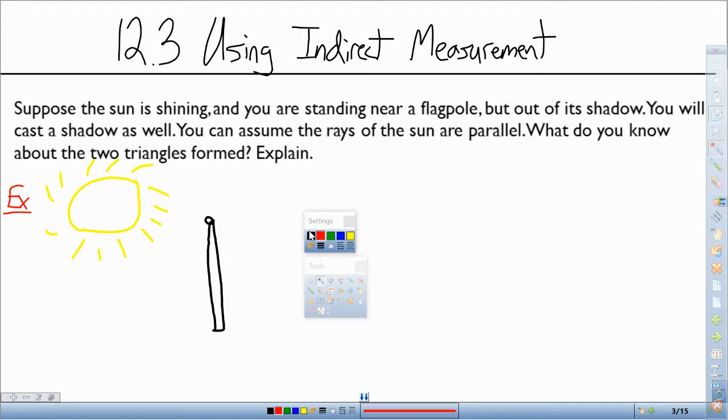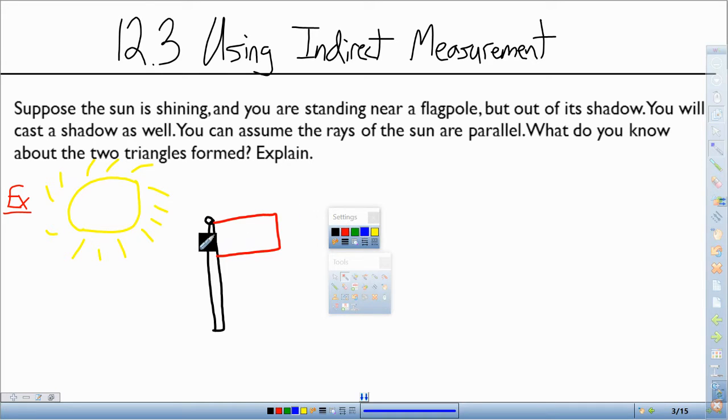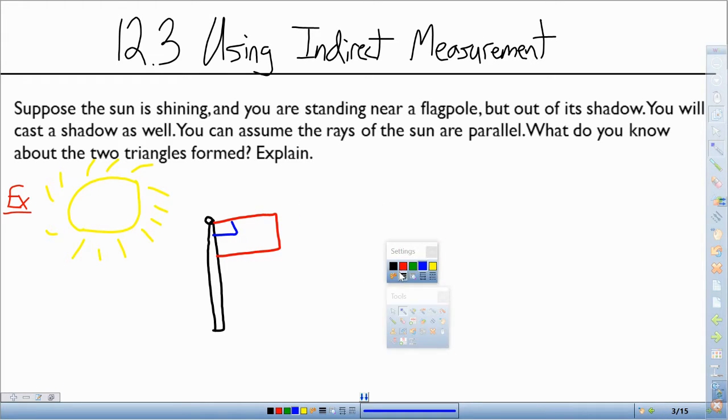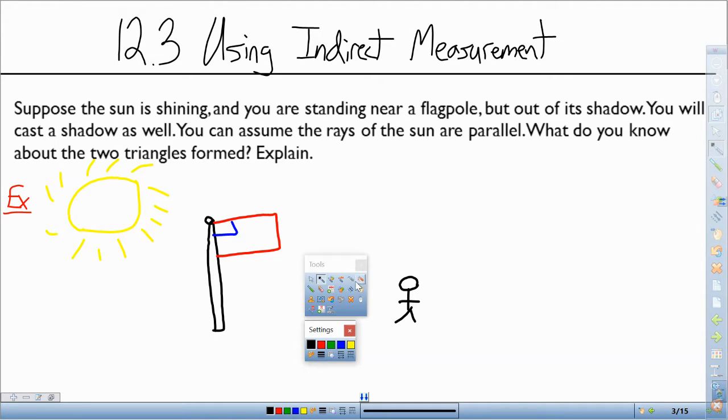All right, here's my flag. There we go, USA, right? And then it says, I'm standing next to a flagpole, but out of its shadow. So over here, let's show, okay, here's me. Hooray. All right. So, and there we're talking about shadows, right?